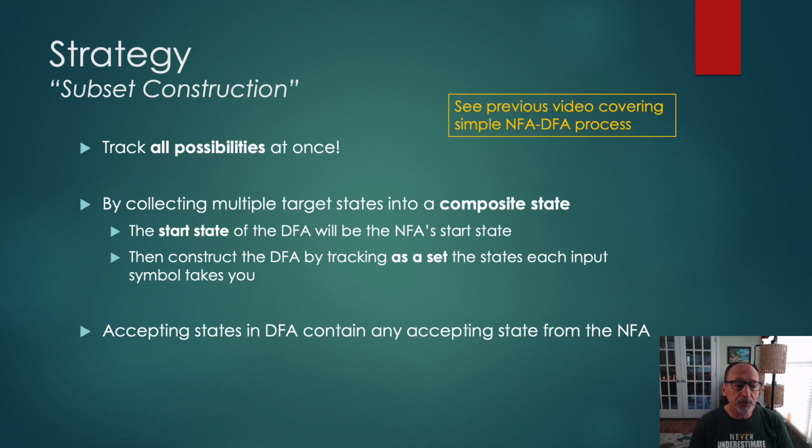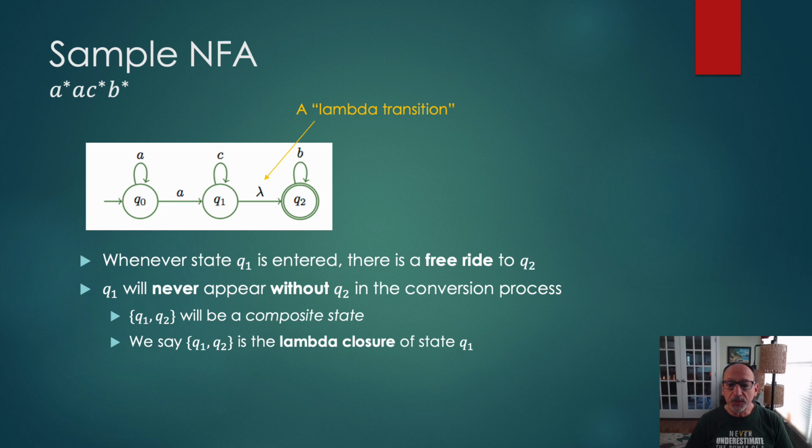The process that we used before, called subset construction, is basically where we track all possibilities at once, and whenever we have multiple states we can reach with a single input character, we put them together as a set of states. I call that a composite state, and that will act as a single state in the resulting DFA. And when we have finished tracking all of the possible movements through the original NFA by that process, the accepting states in the result will be any state that contains an original accepting state from the NFA. So let's do an example.